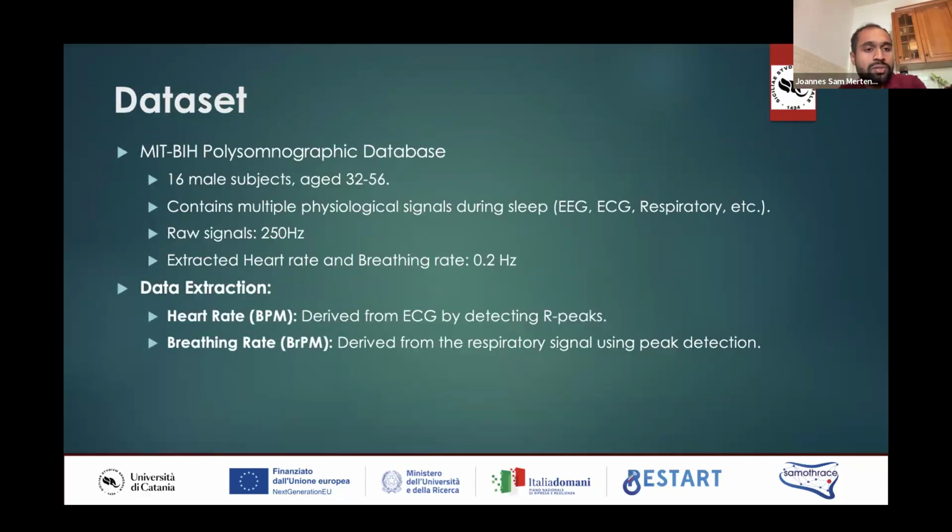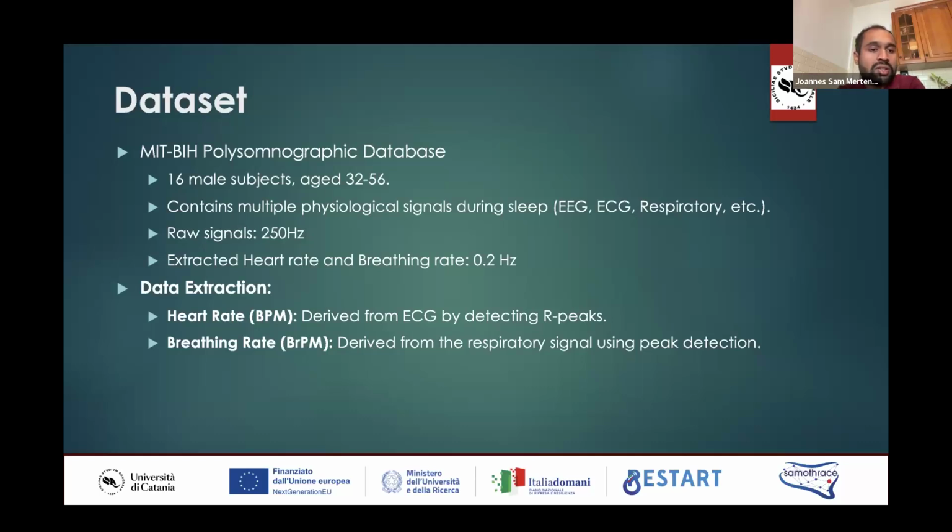And we also used a data set. This is not just for the viewing of the 3D organs, but like I said, we also integrated machine learning algorithms. So we use the well-known MIT BIH data set. Maybe some of you might have worked on this data set. It's a very popular data set, and the data were collected from 16 subjects while they were sleeping, from age 32 to 56, and it had many physiological signals. But since we were developing 3D models for just the heart and the lungs, we focused only on the heart rate and lungs rate.